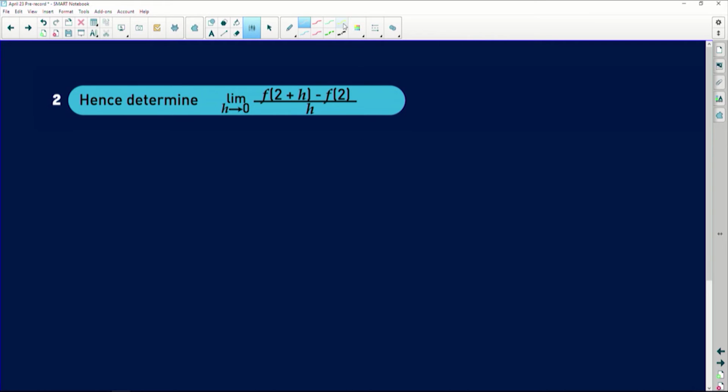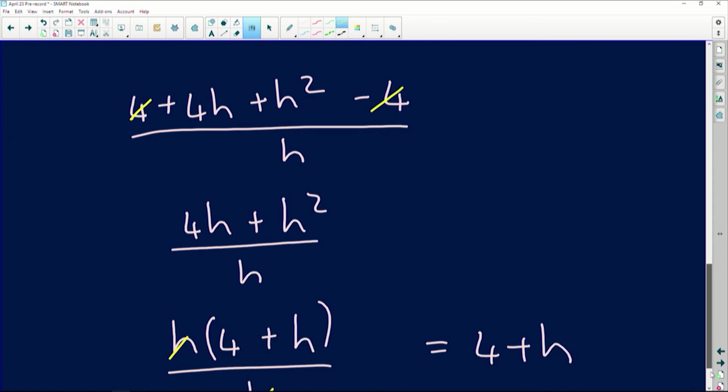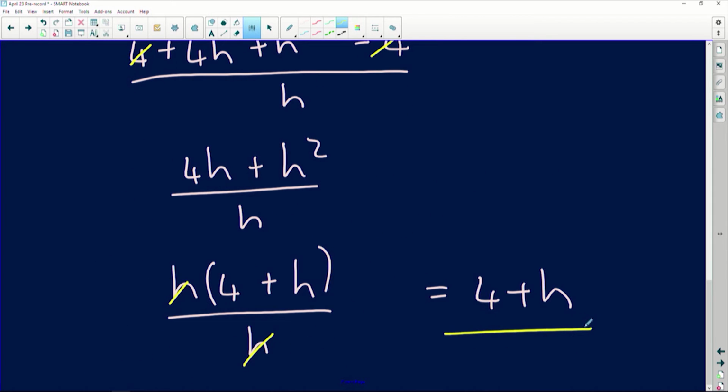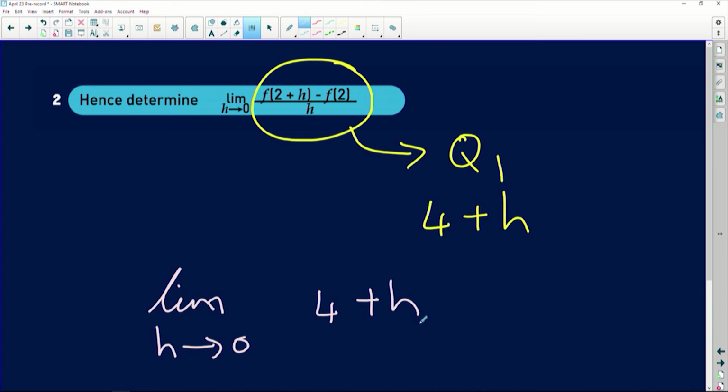Hey guys, so I hope you recognize this over here. This part was from question number 1. And we just found that to be equal to, if I remember correctly, 4 plus h. So that part over there is equal to 4 plus h. But now I don't want 4 plus h, I want the limit as h tends to 0 of 4 plus h. So I'm going to write that down as the limit as h tends to 0 of 4 plus h.